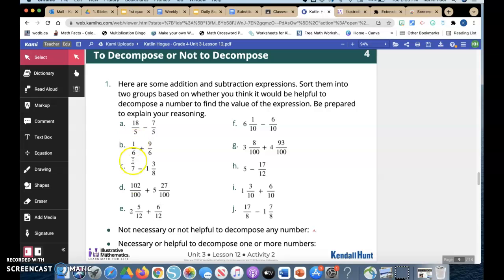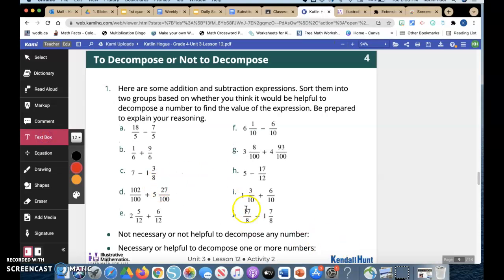So you are going to work for about 5 minutes with the people at your table to sort A through J into not necessary or not helpful to decompose, or it is necessary. You have to decompose one or more of the numbers to help solve. So you've got about 5 minutes, and I want you, after you finish, to independently solve one of the problems from the first column where it's not necessary to decompose, and one of the problems from the second column where it is necessary to decompose.